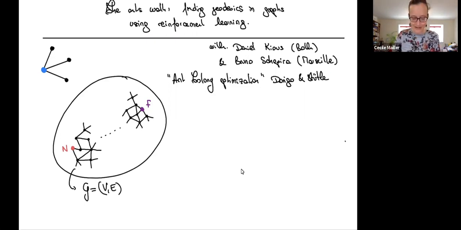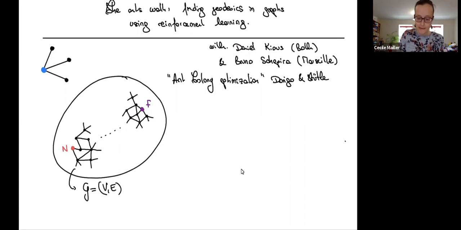And it's a pleasure to tell you about this project, which is in fact a series of 2 papers. One of them was posted on the arXiv in October, I think, and one of them will be posted on the arXiv anytime soon. And these 2 papers are in collaboration with Daniel Kious, who is also at Bath, and Bruno Schapira, who is based at the University of Marseille. And this project is about ants finding shortest paths using reinforcement learning.